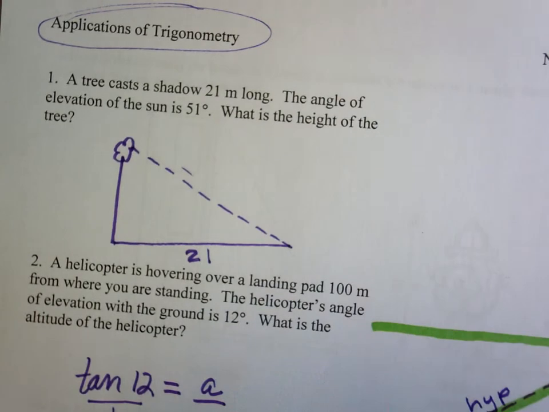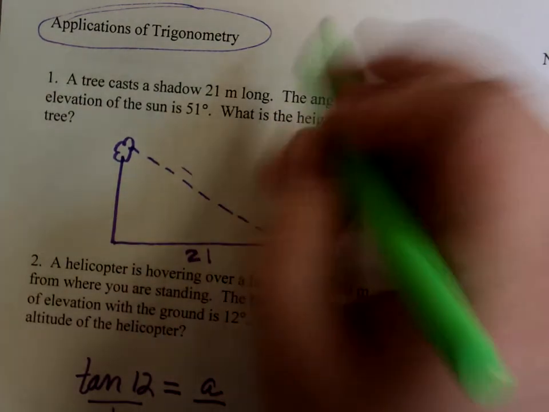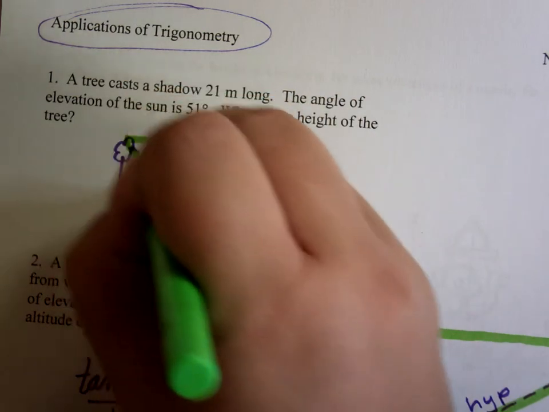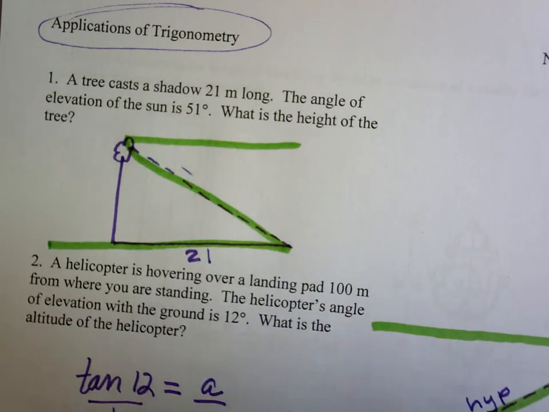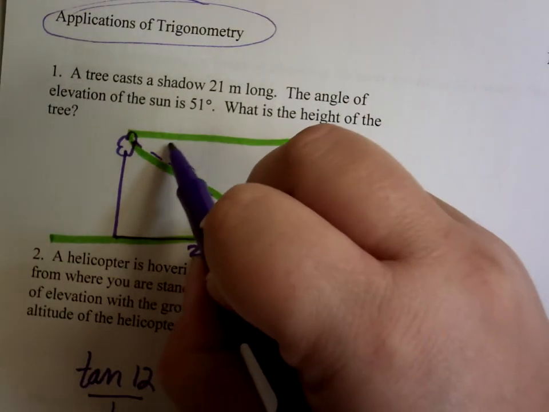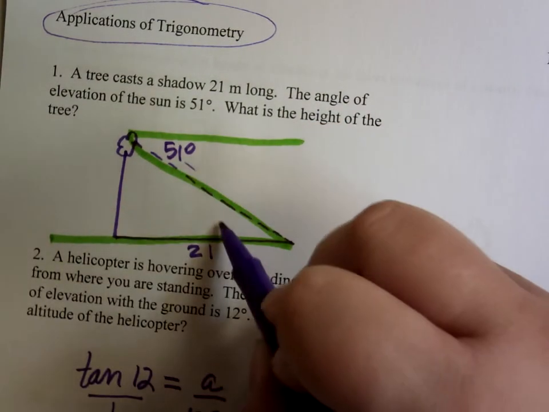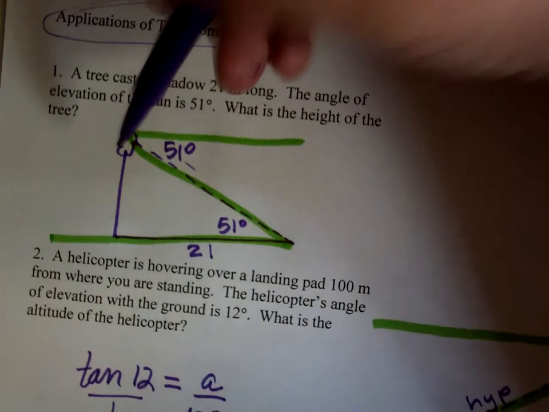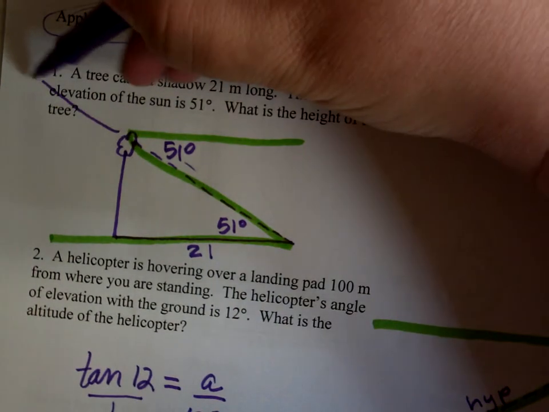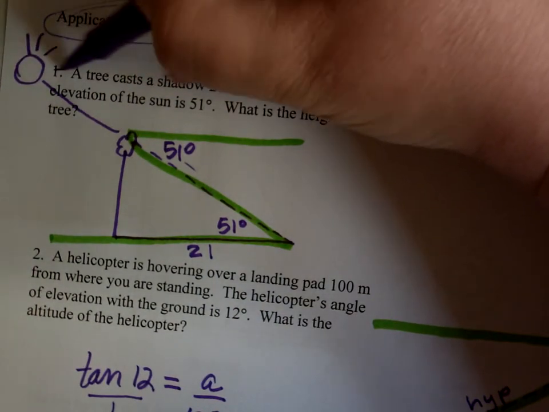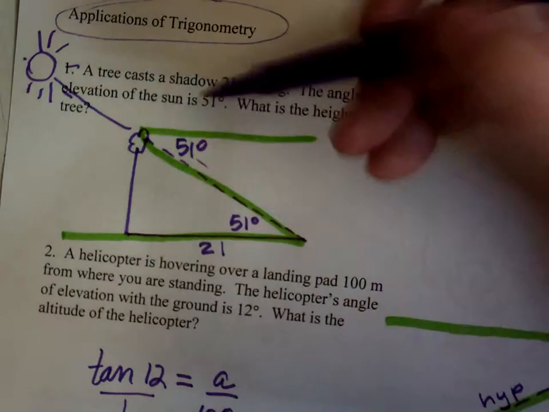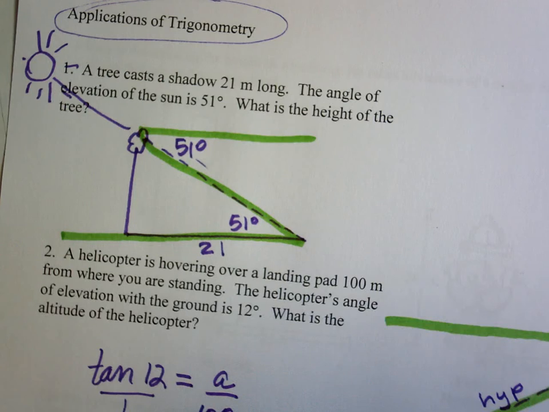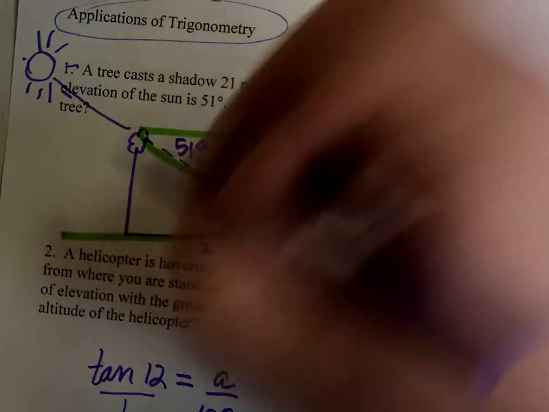Okay, so the angle of elevation means I need to make my big letter Z. Angle of elevation of the sun is 51 degrees. What this is saying is that the sun is way over here, and it's shining down on that tree and casting a shadow like that. What is the height of the tree? So that's my X.